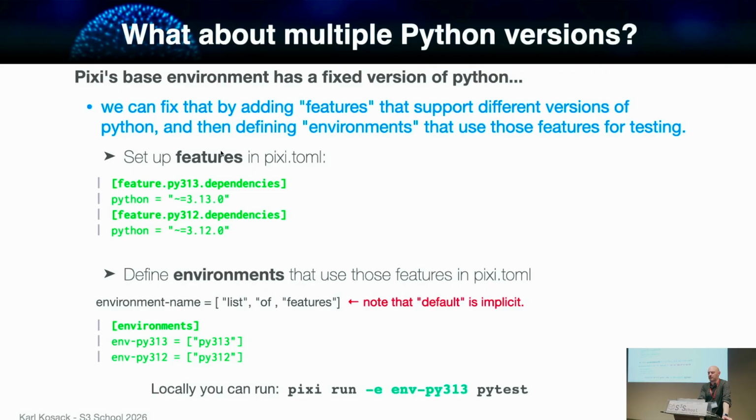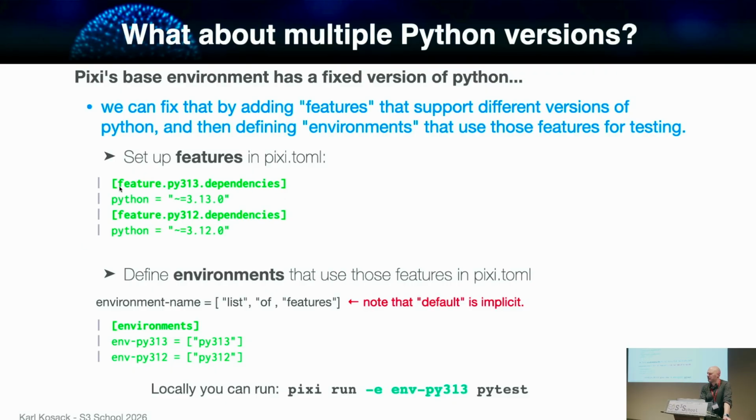So what you have to do is go into your Pixie toml and add a feature for different versions of Python. You can name this however you want, but here I created 2 features, one called py313 and py312. And the default environment uses, I guess, py314. That's the latest. But I want to test on these 2. And the only difference in the dependencies of that is that I fixed the Python version.